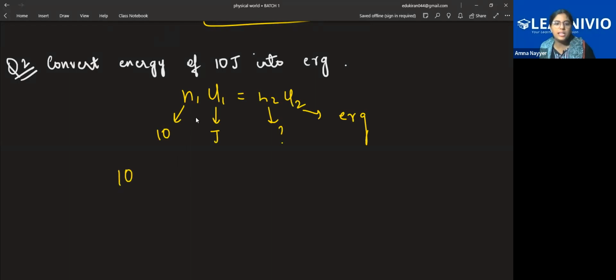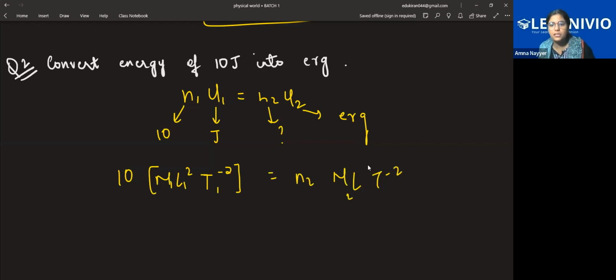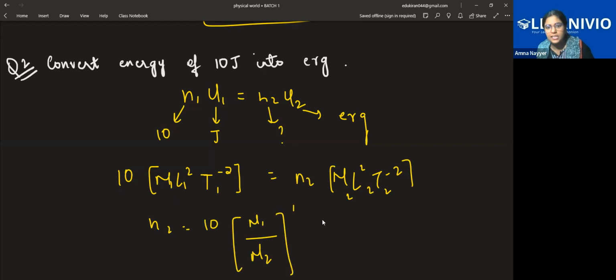What is N1? 10. Energy, remember work done, I have told you this is M L square T to the power minus 2, with 1, 1, 1, is equal to N2, which we do not know, again M L square T to the power minus 2, with 2, 2, 2. So for N2 we'll divide it again. This is M1 by M2 to the power 1, L1 divided by L2 to the power 2, T1 divided by T2 to the power minus 2.